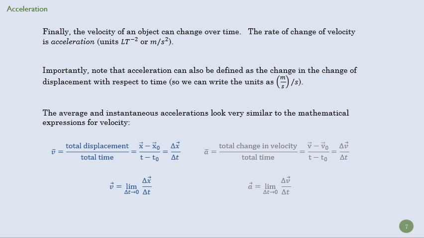You'll see that these definitions are very similar. So for average acceleration, we just find our velocity at our starting point and our end point, subtract, and divide by our time, just the same way we did with velocity.